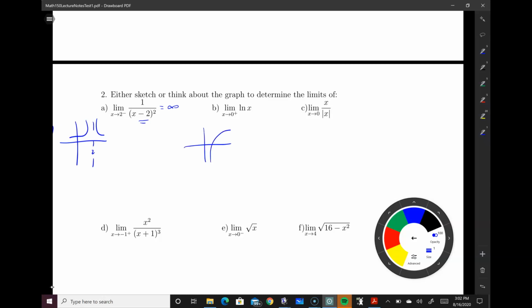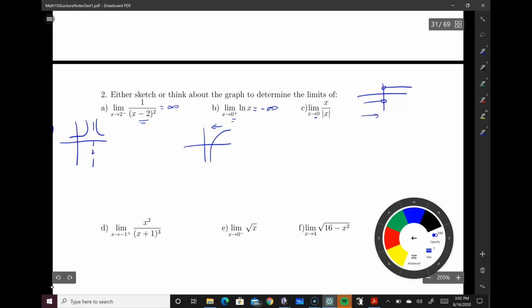If I'm going towards 0 from the positive side, jumping on the graph, I see the answer is negative infinity. This is that graph. You know it. Drawn it many times already. So if this says 0, it means it's implied you're doing the positive and the negative.